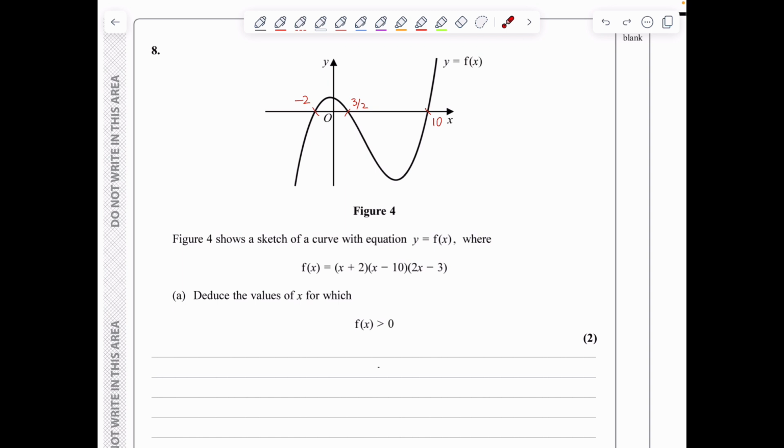And we want f(x) to be greater than 0, so we want this hump here and this part of the curve, which I'm highlighting in red. So my answer to part A will simply be minus 2 less than x less than 3 over 2, or x being greater than 10. It's a strict inequality because I'm solving a strict inequality.